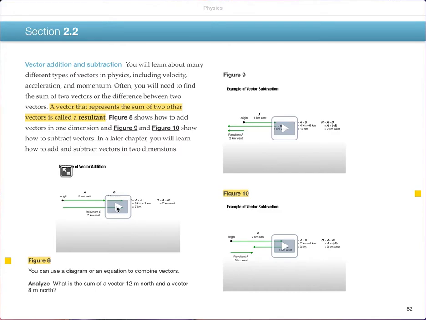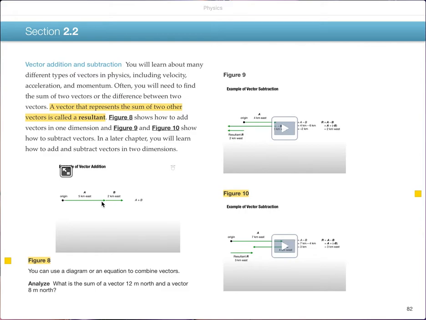So let's look. How do you add up vectors? Well, suppose you have one vector drawn from the origin to some position, and you want to add a second vector. What we've done here is we've lined up the two vectors head to tail. The arrow head is lined up to the tail. So think of it sequentially.